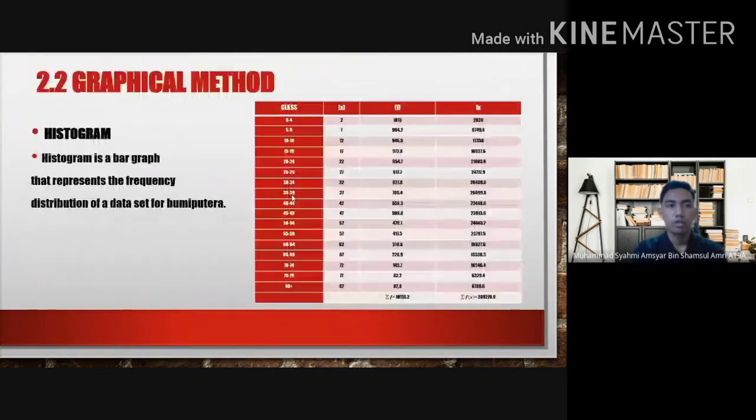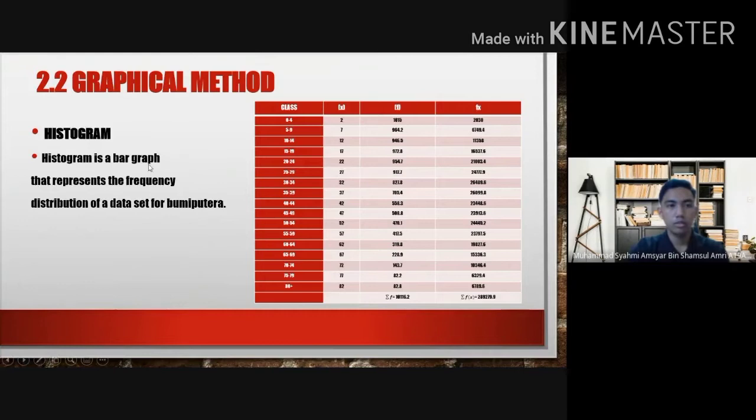So we move to the first part, which is the graphical method, and I do the histogram. So the data is about three ethnic groups, which are Bumiputera, Chinese and Indians, and we are focusing on only one subject, which is male, only male for the sex. Okay, let's continue.